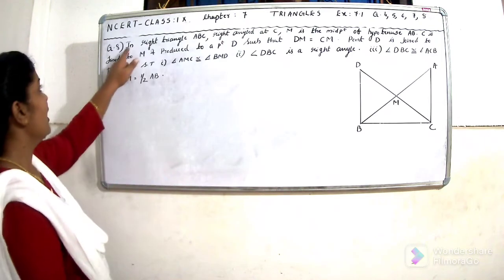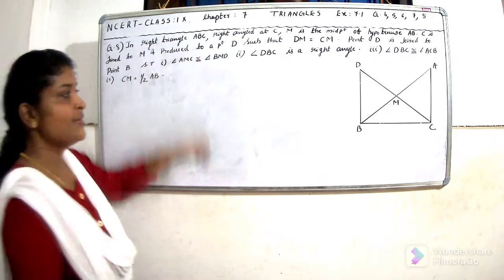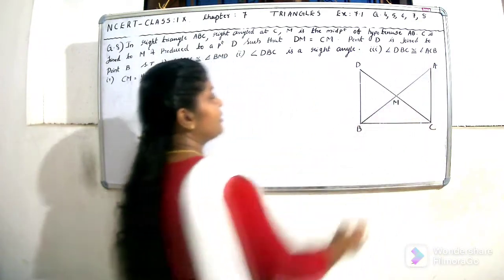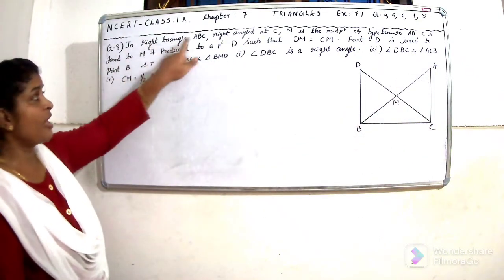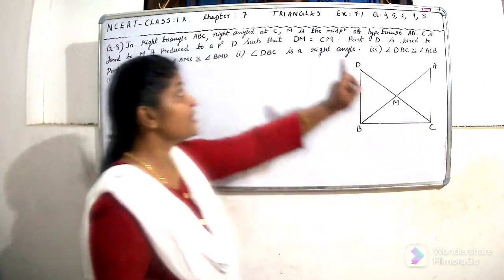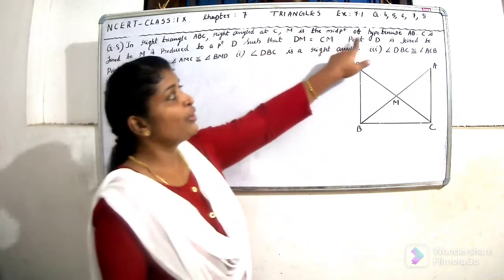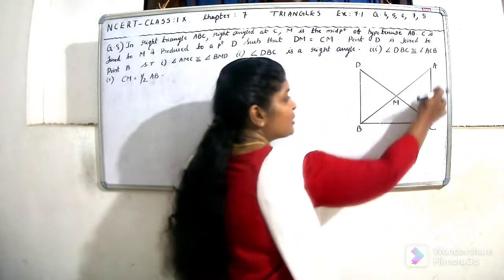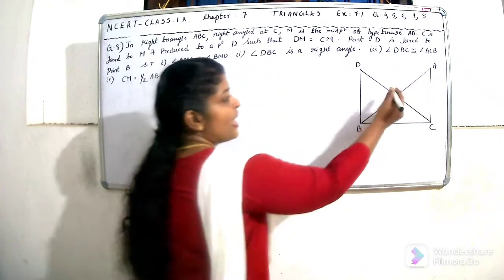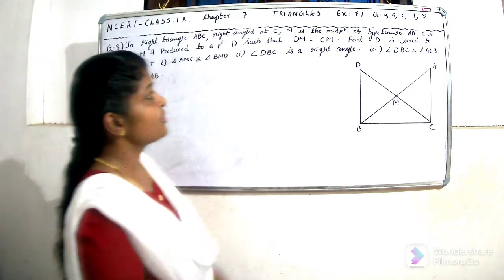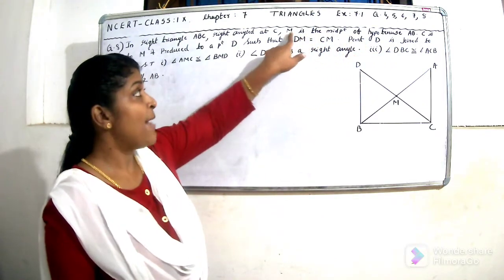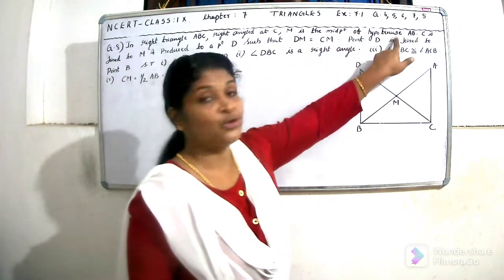In right triangle ABC, right angled at C. So this is the right triangle. Yes, it is right angled at C. M is the midpoint of hypotenuse. So if we are considering this as the right angle triangle, AB is the hypotenuse and M is the point on AB, where it is at the midpoint. M is the midpoint of hypotenuse AB.